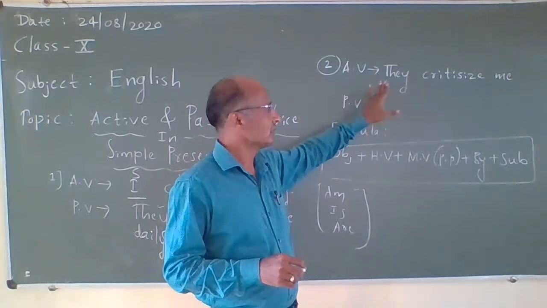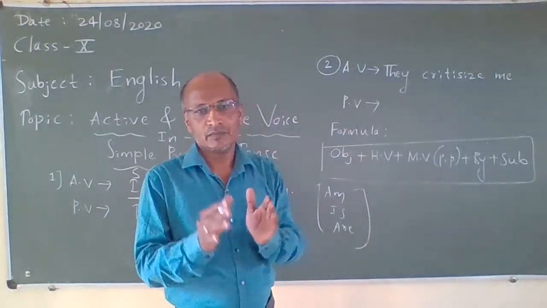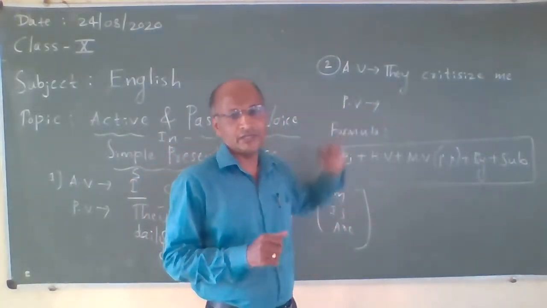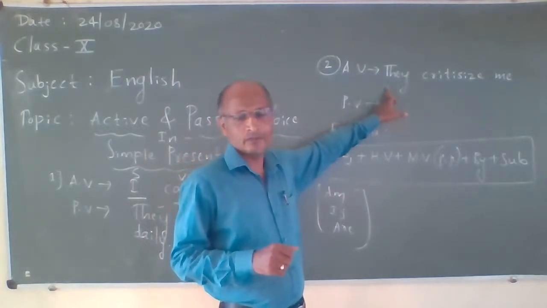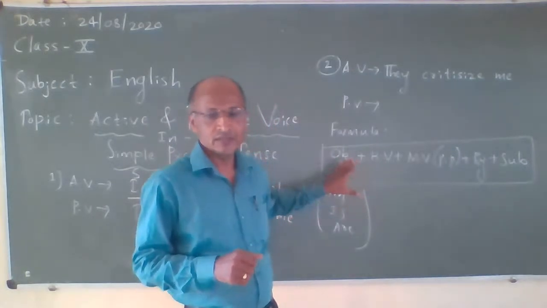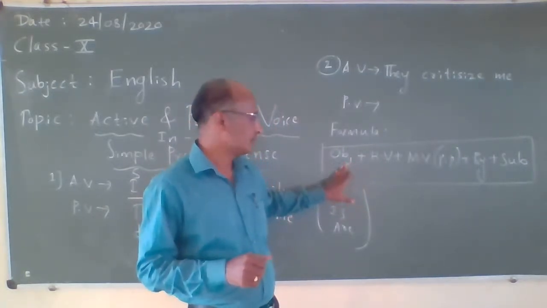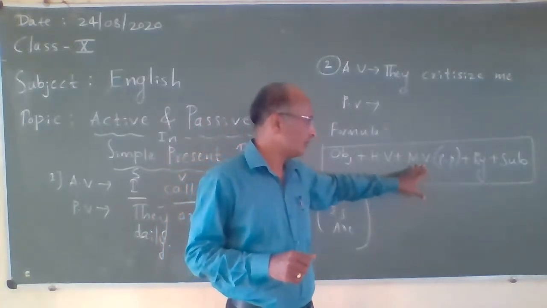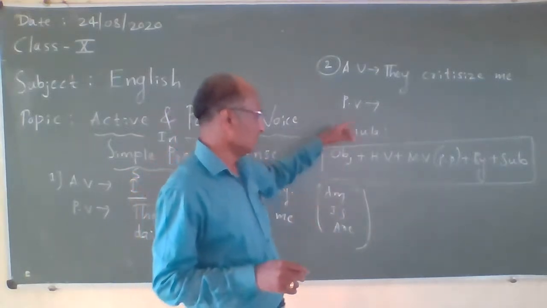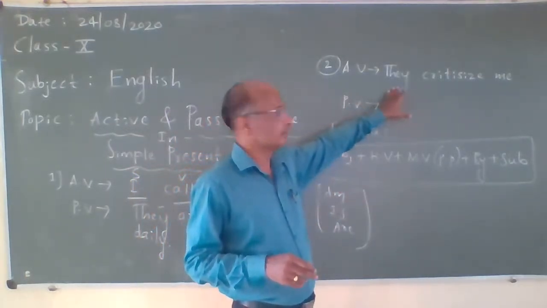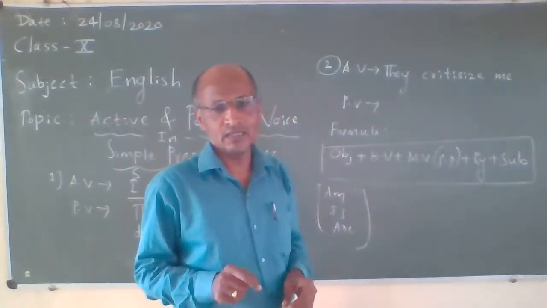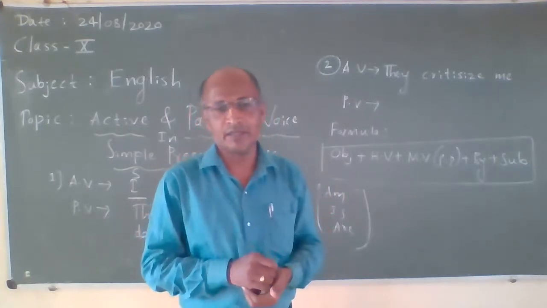This is active voice. To change from active to passive, do you know how to change the second question? How to change from active to passive? Before you change this active to passive, you should take a look at the formula. Right? Object, helping verb, main verb in past participle, plus by, plus subject. See, let's move on to the second example. First we need to find out the given sentence, which is: they criticize me.